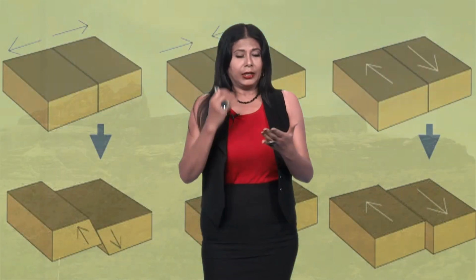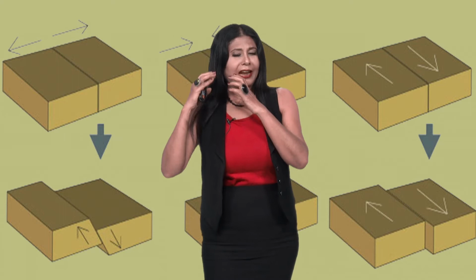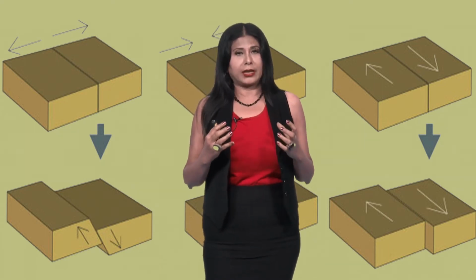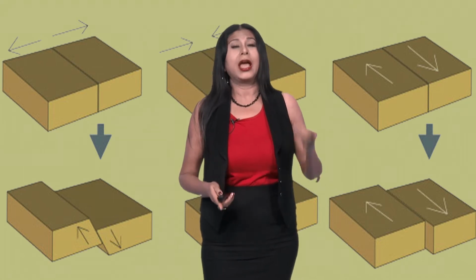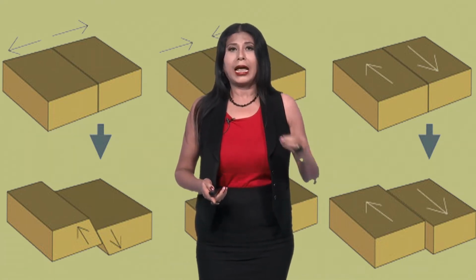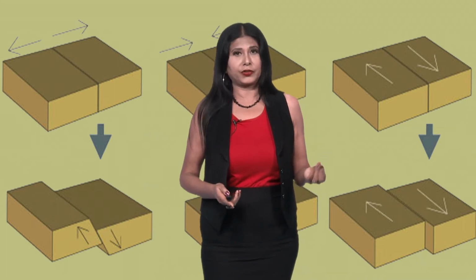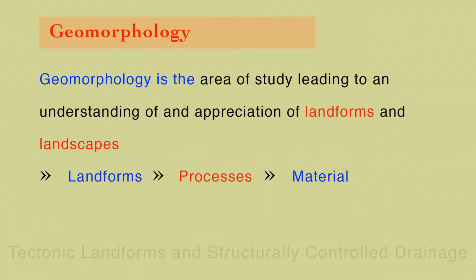We have seen different types of processes and landforms which are created by river, ocean, wind and glacier. Today we are going to see the landforms which are controlled by tectonics, and there are many such features in geomorphology which we call tectonic landforms and structurally controlled drainage. Geomorphology is the area of study leading to the understanding and appreciation of landforms and landscape, and therefore landforms, process and building material, all three are very important.